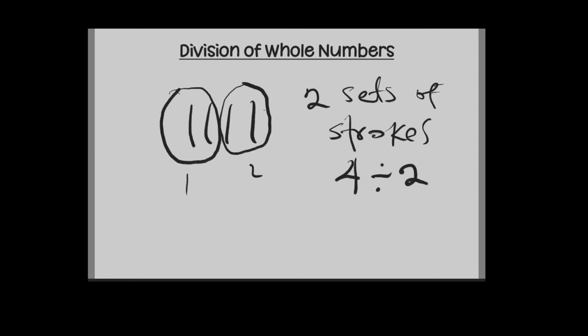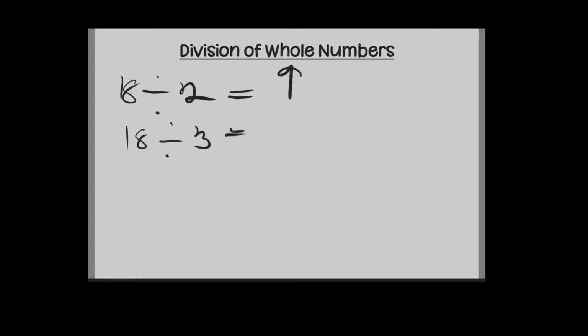So you have 4 strokes, 1, 2, 3, 4, and you have 2 sets. Let's make another example to see if this is always true. Say we have 18 divided by 2. I know that 18 divided by 2 is 9. Let's also do 18 divided by 3, which is 6. Okay, let's do 15 divided by 5, which is 3.